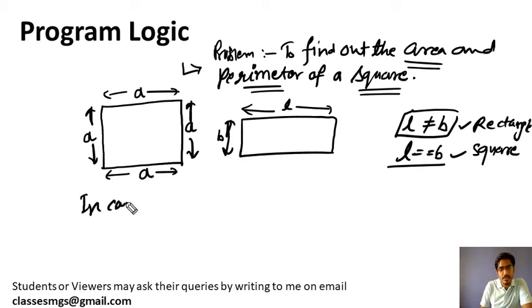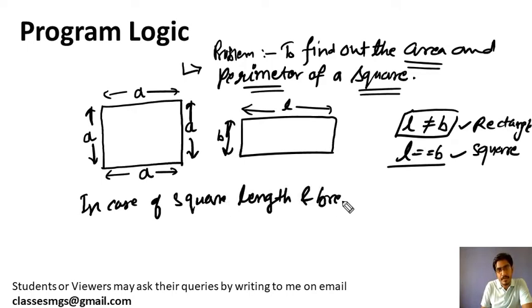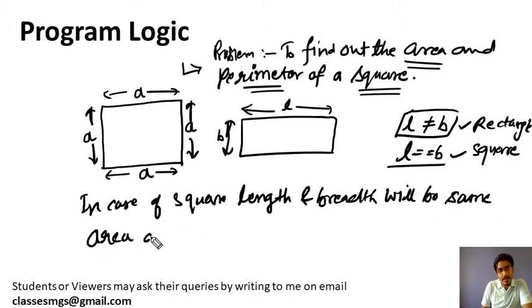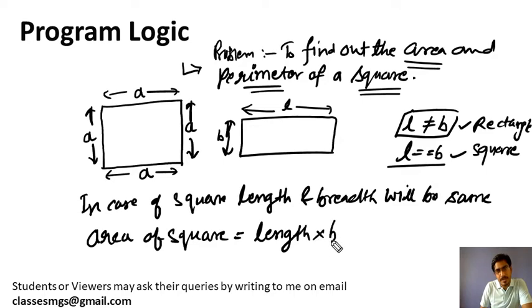In case of a square, length and breadth will be the same. So what is the area? Area of a square is simply length into breadth. What is the length here? Length and breadth are the same. So let's suppose length is a and breadth is also a, then the area of the square will be a square.